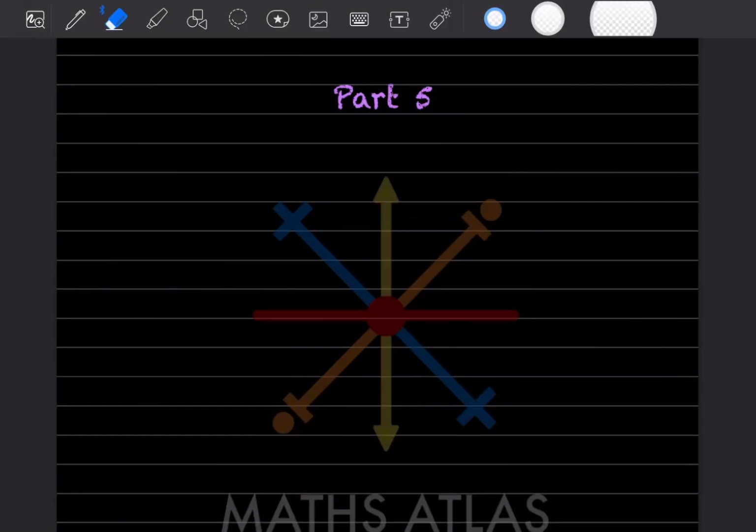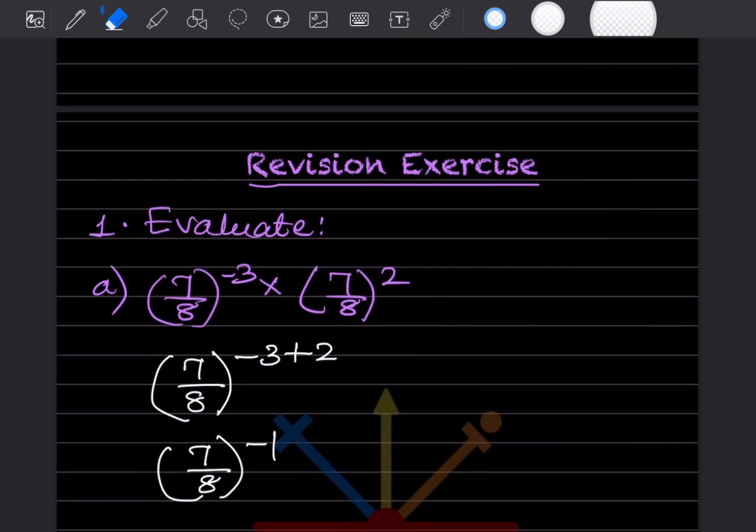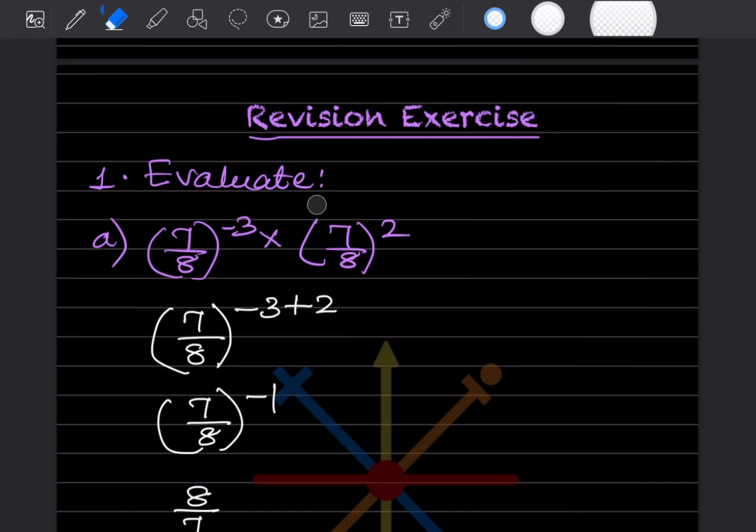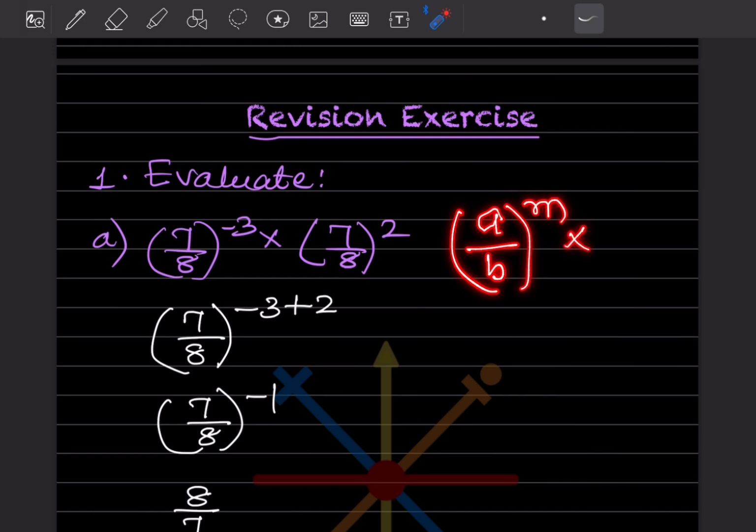So today we'll do part 5, and we'll see the revision exercise. Here it says evaluate. So this is the question given. You can see this also is 7 by 8 and this also is 7 by 8, the base of it. So you know the formula, a raised to m into a raised to n. What you have to do is add the powers, or we can say the index.